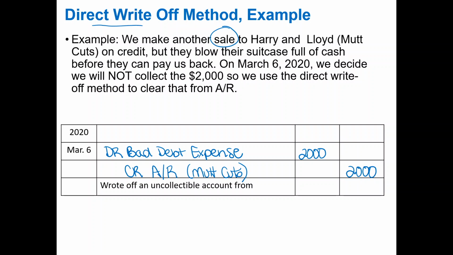So note that the direct write-off method is not GAAP. So we are going to focus on using the allowance and doing it that way. So if you're asked, unless it specifies in the question that it's direct write-off, assume it's the allowance and use that AFTA and the entries that we saw previously.